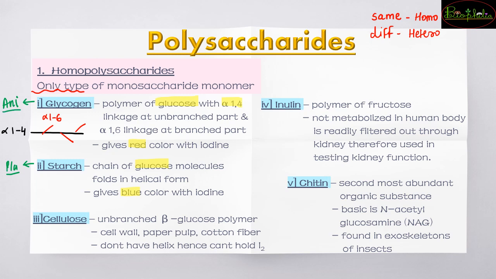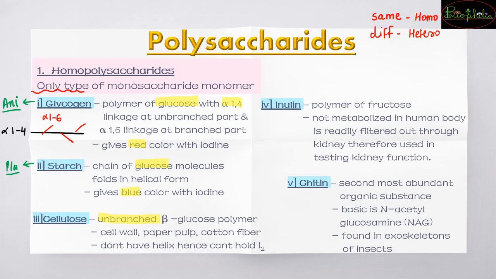So that is another important point to remember about glycogen and starch. Next is cellulose. Cellulose जो होता है, it is an unbranched beta glucose polymer. It is unbranched, to remember. Starch और glycogen दोनों branched होते हैं. And cellulose, as you very well know, where can you find it?